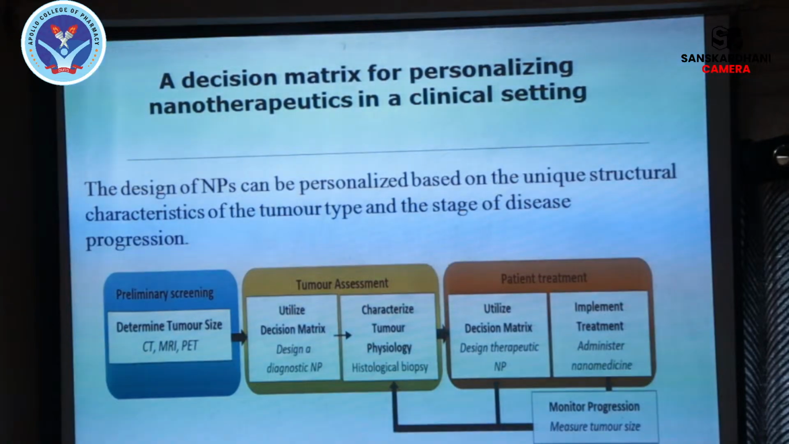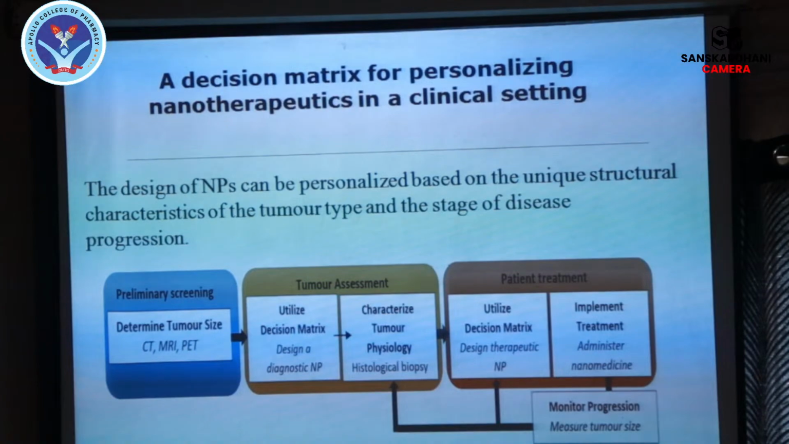So first we'll segregate the patients in which EPR is functional from the patients in which EPR is non-functional. That is done using a diagnostic nanoparticle. You will use a dye or iron oxide nanoparticles, get PET imaging, and identify whether nanoparticles are accumulating in the cancer or not. Once you have identified that, then you will give the actual therapeutic nanoparticles. So that is one of the ways. The future of nanoparticles is personalized nanomedicine.